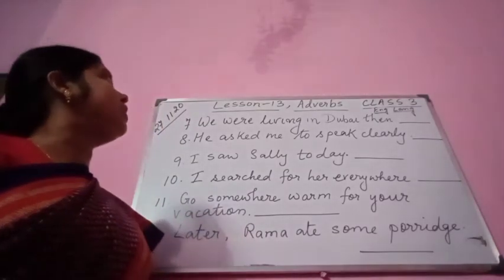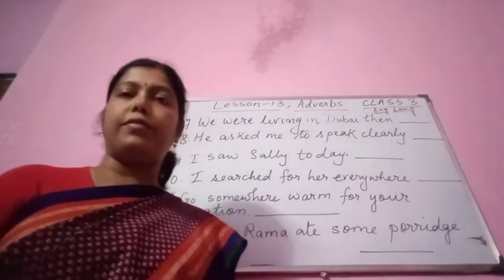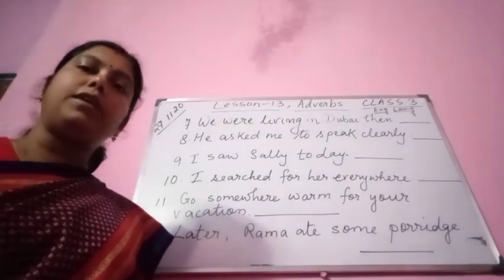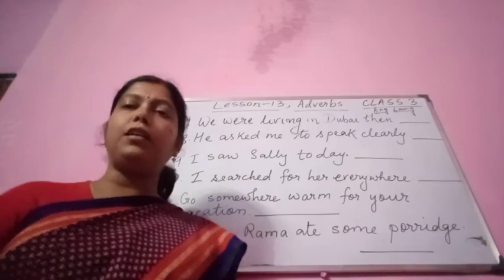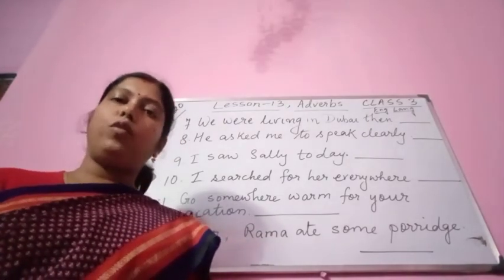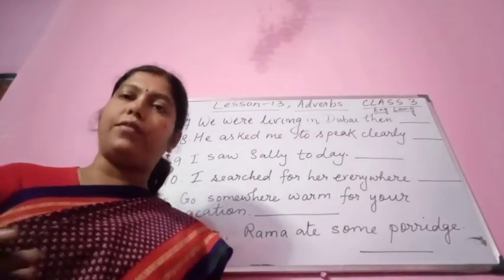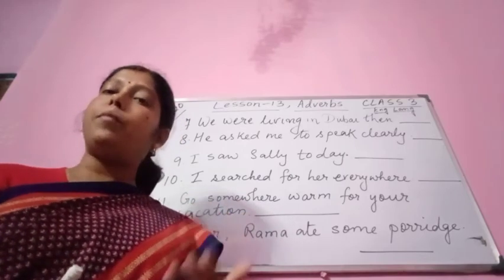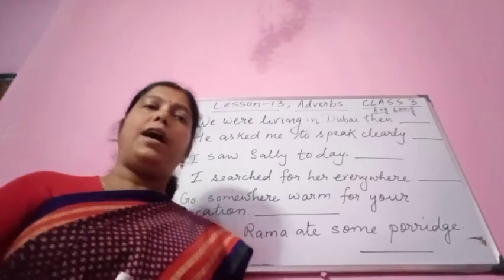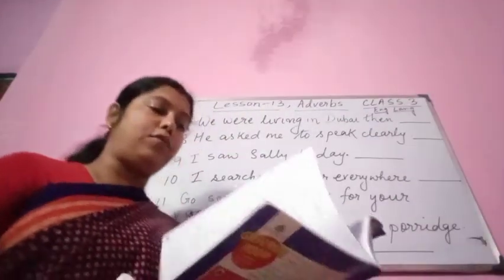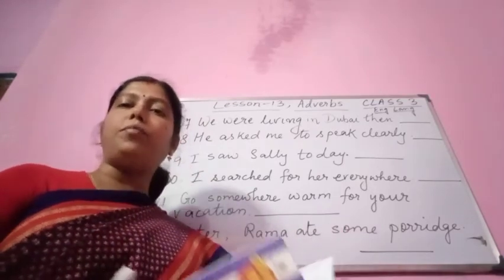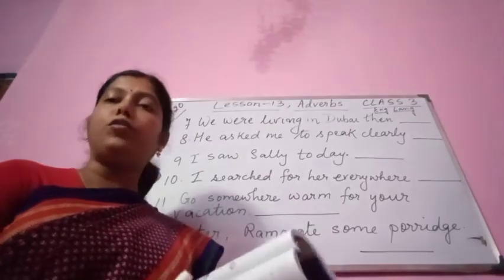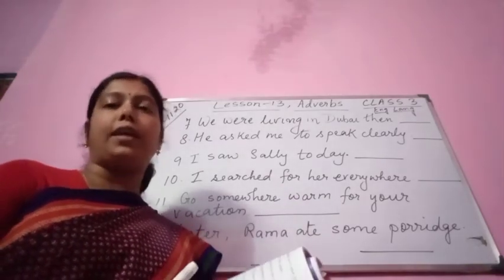So, we shall continue lesson 13, adverbs, in class 3 English language. We have already done exercise A, numbers 1 to 6. Today, we shall continue from 7. Let us quickly revise what adverbs are. Words that tell us more about verbs are known as adverbs. Here we have to write how the actions are performed, when the actions are performed, and where the actions are performed, according to the sentences. We have to write down how, when and where.